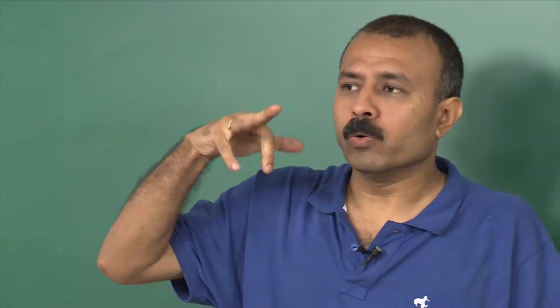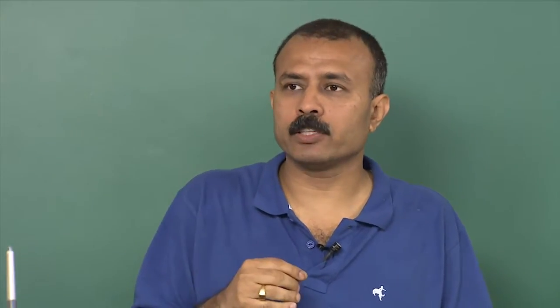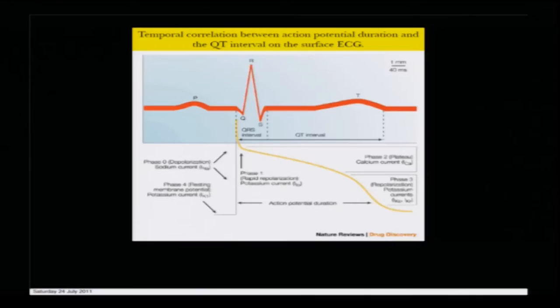SA node may not be beating at the right frequency, there could be blockage, there could be lesion, there could be something very unusual in the expression of the ion channels. Okay. So now coming to the temporal correlation between action potential duration and QT interval on the surface ECG. So this is what you are seeing, the ECG traces. Okay. And if you look at the time, this is just a comparison of the time window.